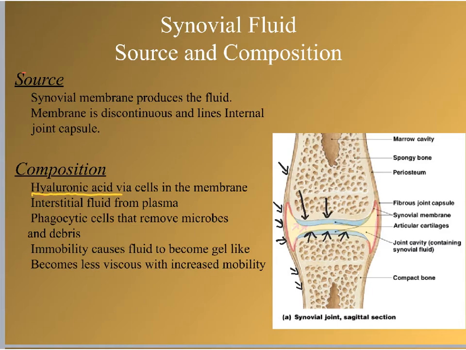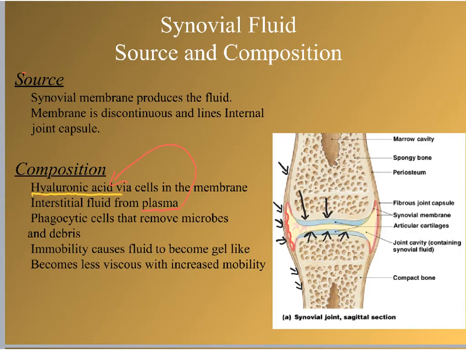So let me just pretend, I'll just draw in some cells here. Let's imagine some cells making up the synovial membrane. Those cells in the synovial membrane are going to make that hyaluronic acid. And the way they do that is through pulling out some of the components of plasma. Plasma is the watery component of your blood. So the cells there kind of pull out some of that plasma from your blood and use those components to create hyaluronic acid, which is one of the components of synovial fluid. Remember, synovial fluid is oily.